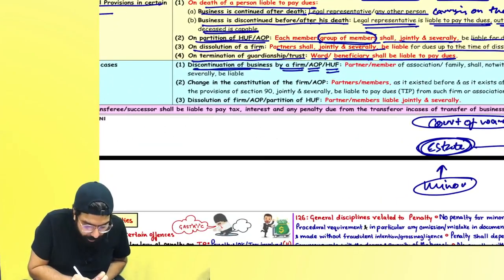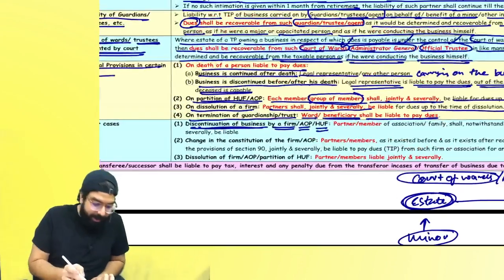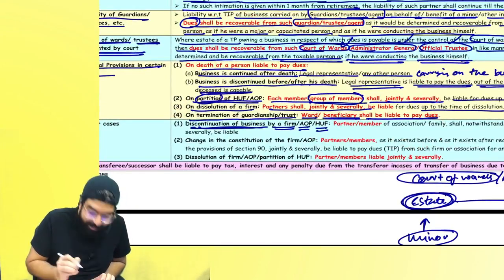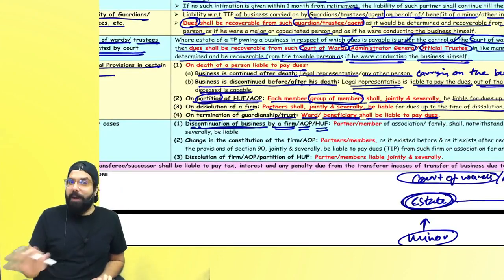But here they are telling partition did not happen. Business stopped. They thought they will do one business. After some time, business is not profitable. Let's eat all the ration at home only. Forget the business. You did business or not? HUF's partition did not happen. But business stopped. All the liability of the business, who will pay? All the members jointly. And did you guys understand the difference? Discontinuation of business has happened. Here it was partition. No. Partition did not happen.